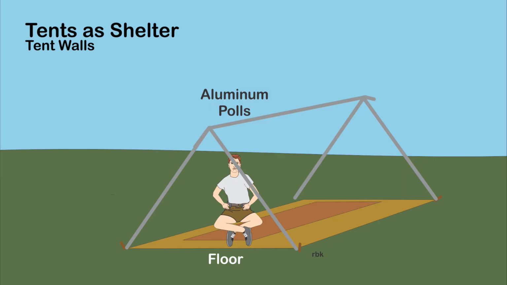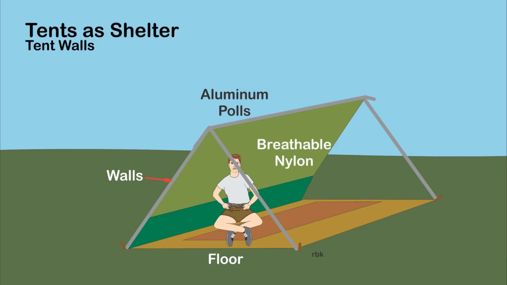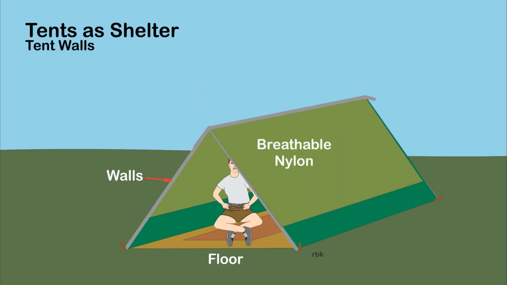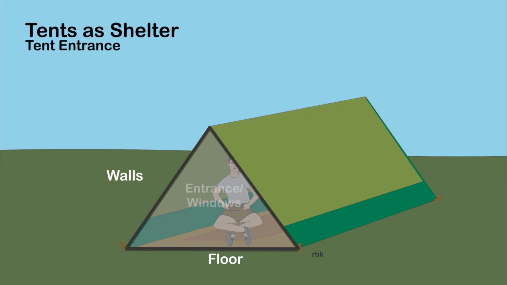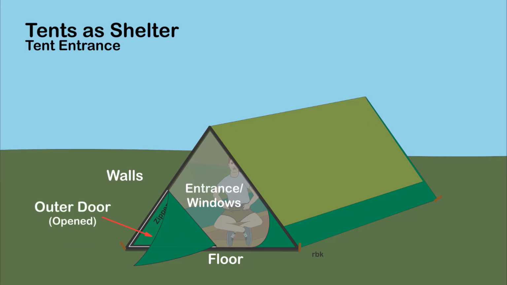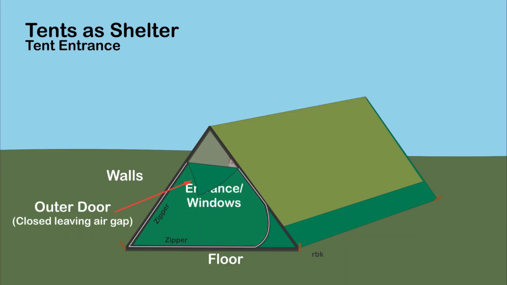Aluminum poles provide a superstructure supporting the walls and roof. Breathable nylon fabric comprises the walls of the tent. This helps air circulation and dissipation of moisture. The lower section is waterproof nylon, which can be exposed to rain. The inner door is mosquito netting. It provides insect protection and, of course, mosquito protection. Also working in conjunction with the outer waterproof flap, it can provide privacy, air circulation, and dissipation of moisture lost by the body when sleeping.